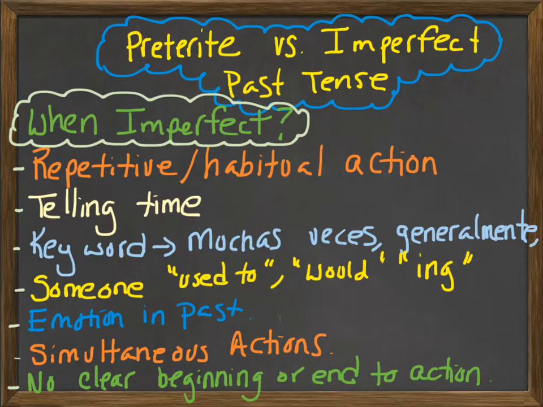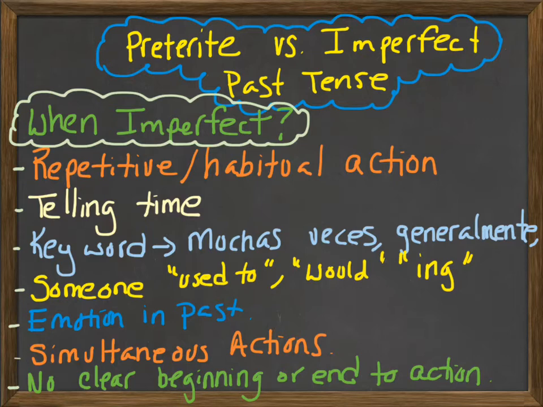So when do we use the imperfect? When do we choose to put the verb we're going to use in the past tense in the imperfect, okay? Well, if the verb you're about to use is showing a repetitive or habitual action in the past, you're going to put it in the imperfect. If you're ever telling time in the past, it's always going to be in the imperfect, okay? If you ever see a keyword like muchas veces or generalmente or todos los días, any of those words that give the idea that something happened a lot in the past, then you're automatically going to use the imperfect.